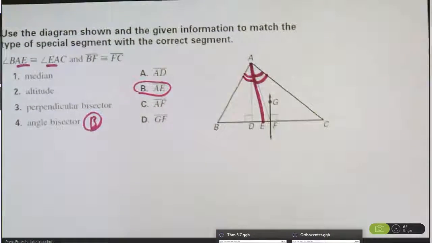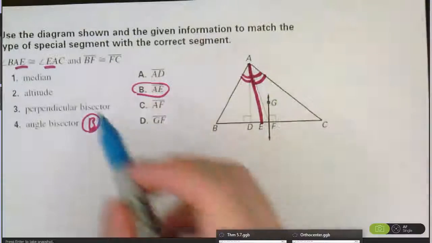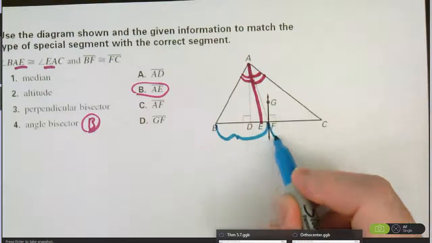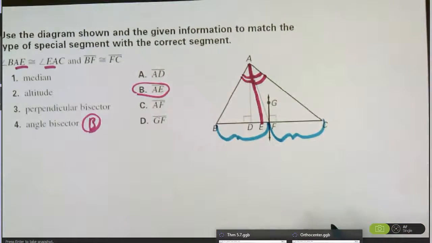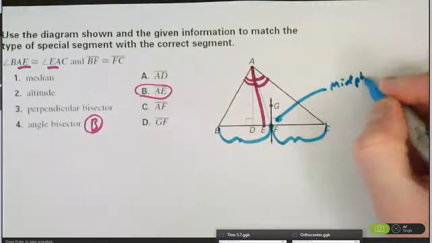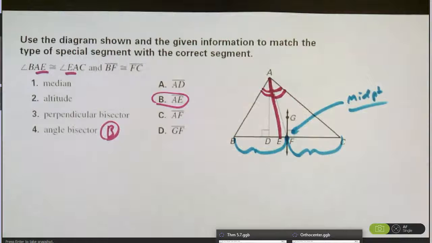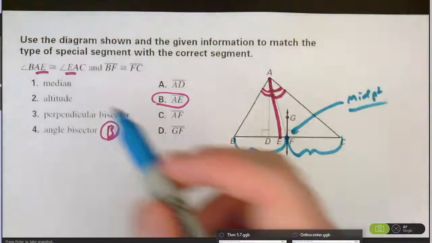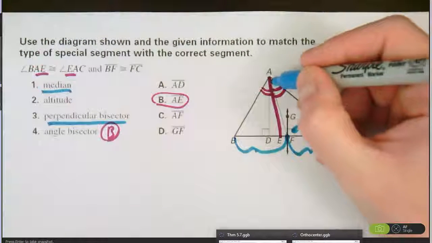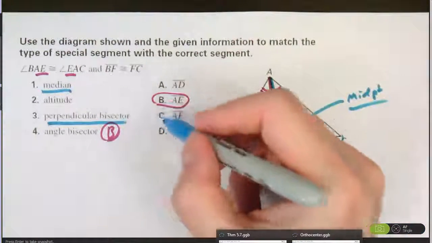Now, the other piece of information they tell us is that BF is congruent to FC. Here's BF, here's FC. Those two are congruent, which means that point F is a midpoint. It's got two congruent segments that meet at F, so F must be the midpoint. That's important for two reasons. Two of our definitions, median and perpendicular bisector, depend upon a midpoint. The difference is this: the median goes from a vertex to that point. Well, what goes from the vertex A to that point? Oh, that's AF. There we go.